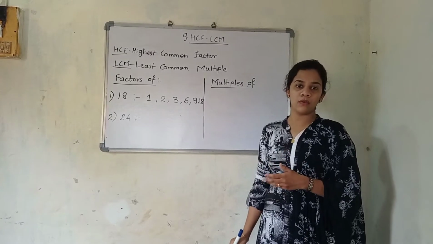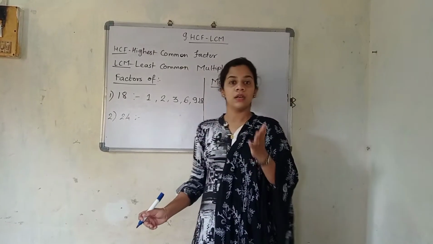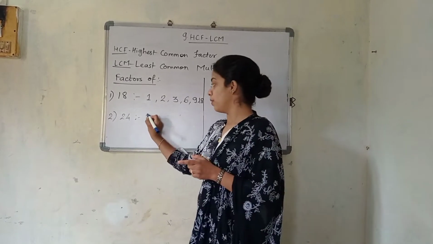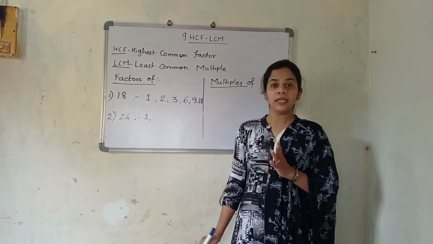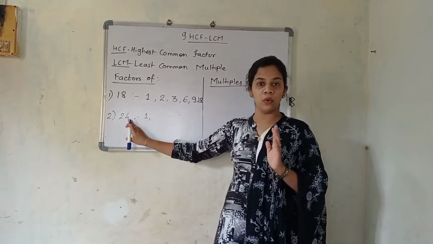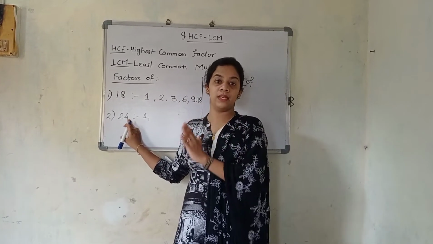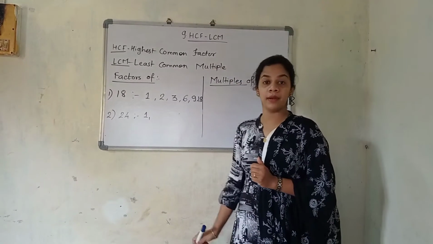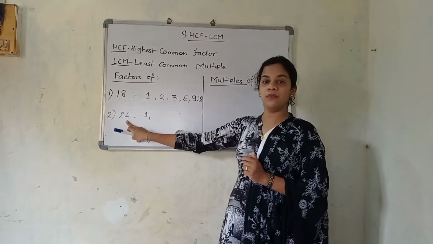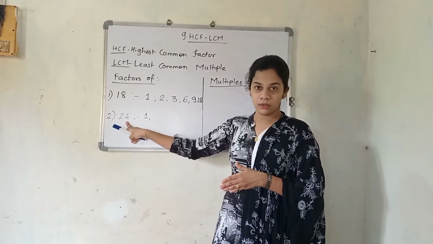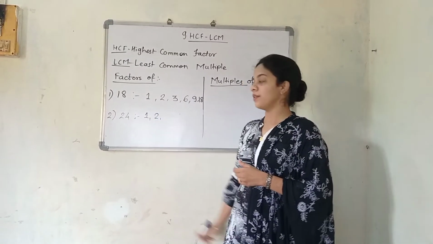Okay, what are the factors of 24? First, if no other number is a factor, then 1 is always a factor of it. So we are going to start from 1. 2, yes. If you know the divisibility test for 2, it tells us that if at the unit place you have 0, 2, 4, 6, 8, then it is divisible by 2. If you can clearly see 24, 4 is there at the unit place, that's why it is divisible by 2. So a factor of 24 is 2.